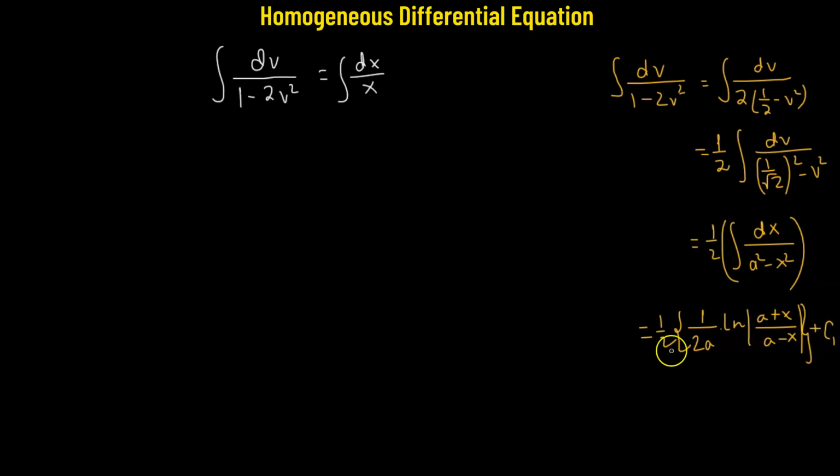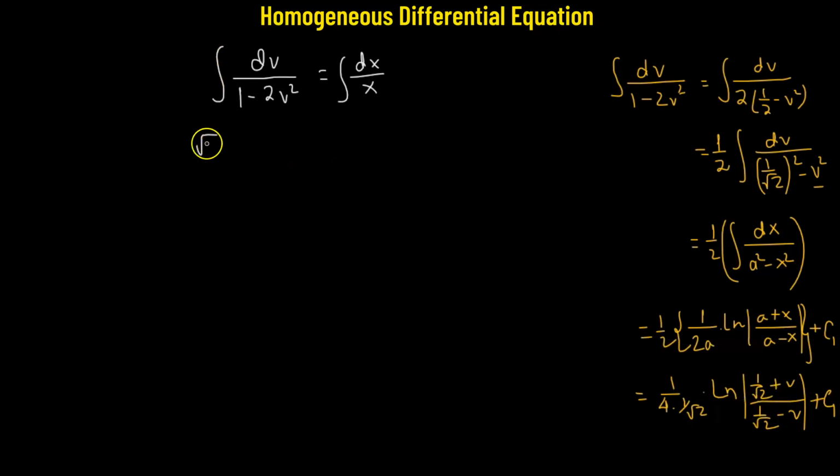Let's call it c1. Now here a value is 1 over square root of 2. So we have half multiplied by 1 over 2, so this is 4, and a value is 1 over square root of 2, multiplied to natural log of 1 over square root of 2 plus x. So here x corresponds to the variable v, divided by 1 over square root of 2 minus v, plus the constant of integration c1. Now let's substitute it here.